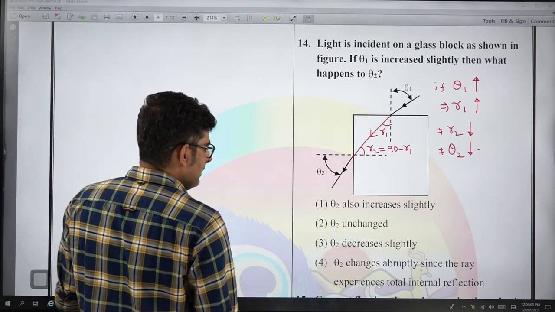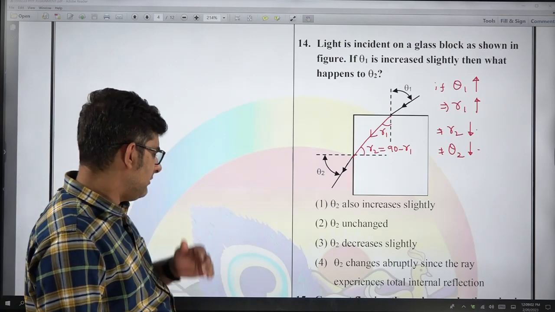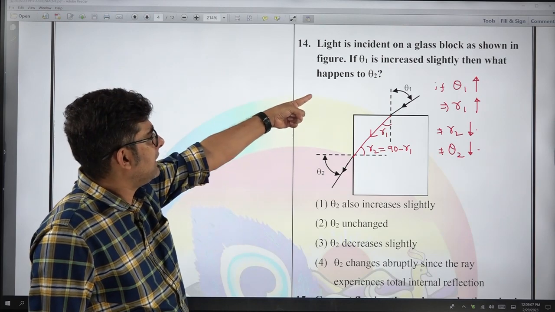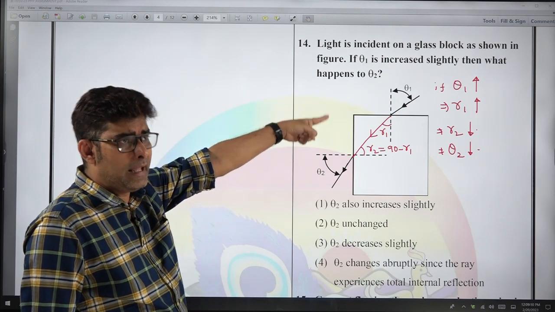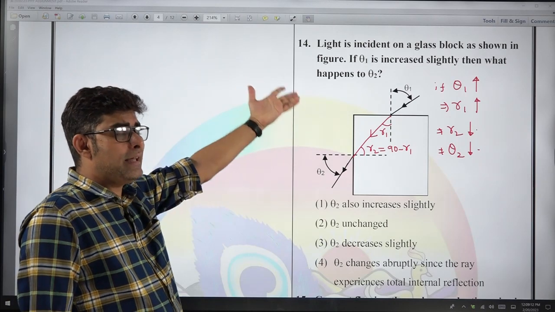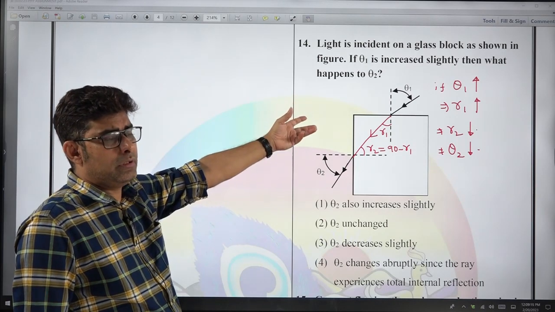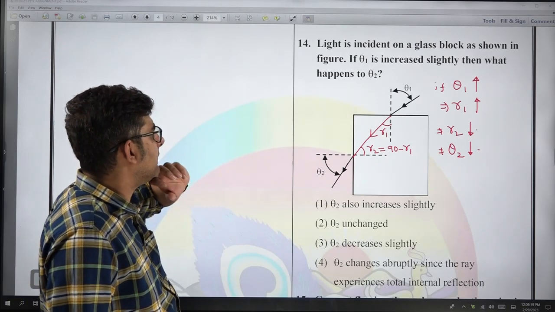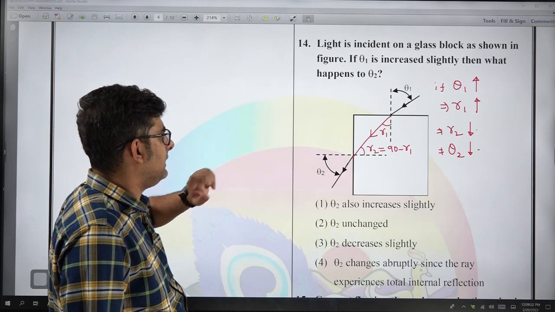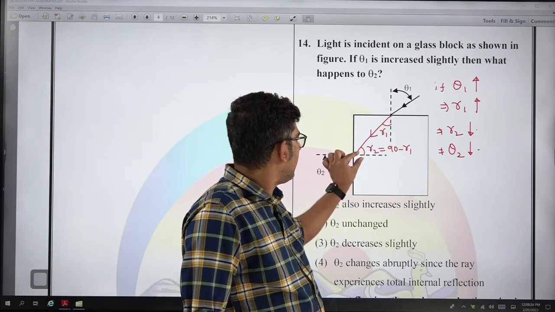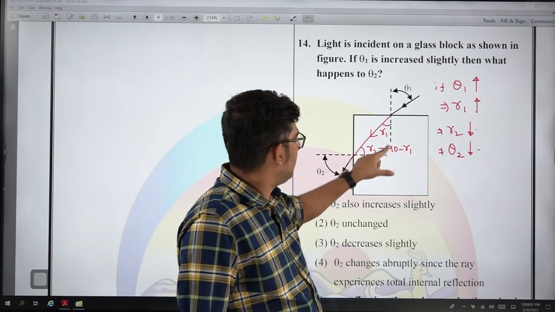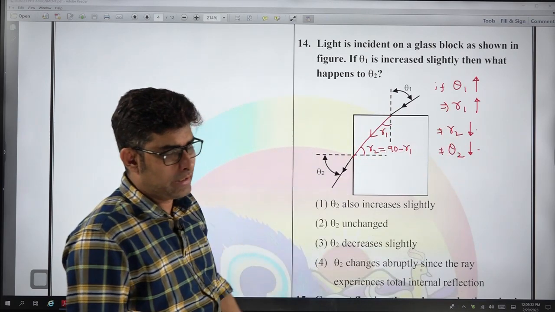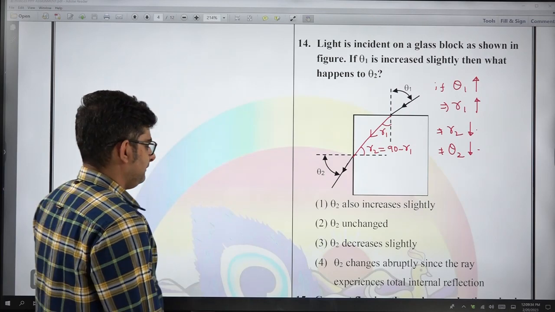So this was question number 14, and now we can neglect the chance of critical angle, because they have said that theta 1 is increased slightly. If you would have increased by a large amount, then there would be chances of getting critical angle or whatsoever, right? But here also critical angle chance would not be present, reason being that for critical angle this R2 should be large, but if you are increasing theta 1, then R2 is decreasing, so there won't be chance of internal reflections, right?